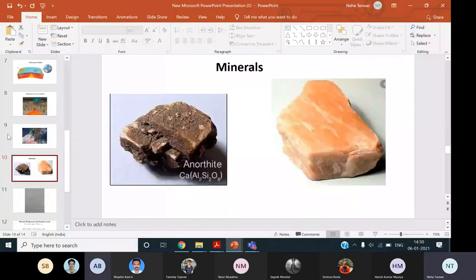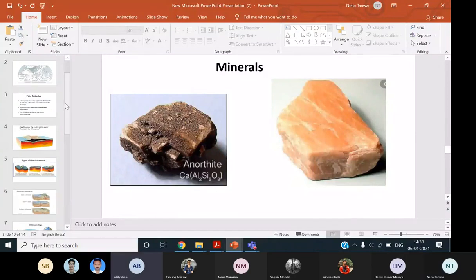Ma'am, I have a doubt regarding why magnesium and sulfur are deposited at the bottom of the sea floor.